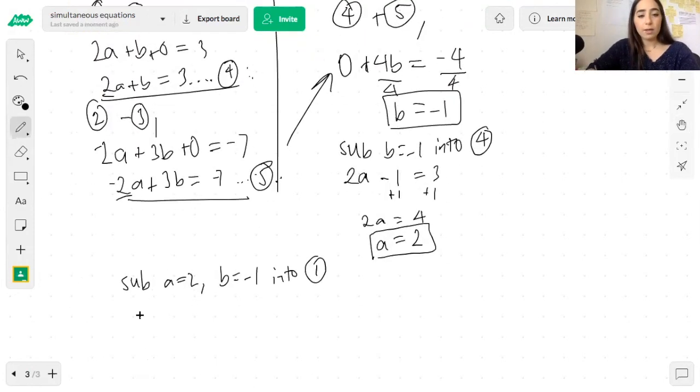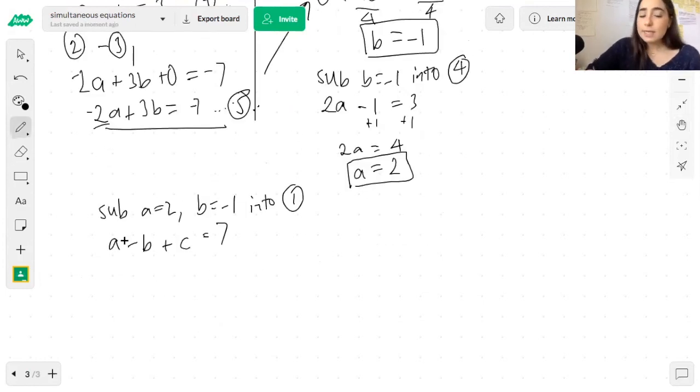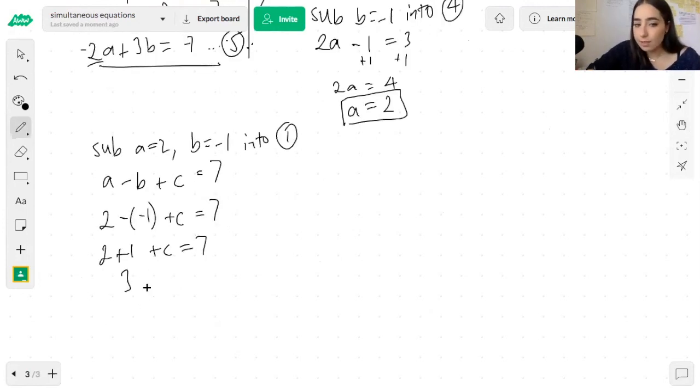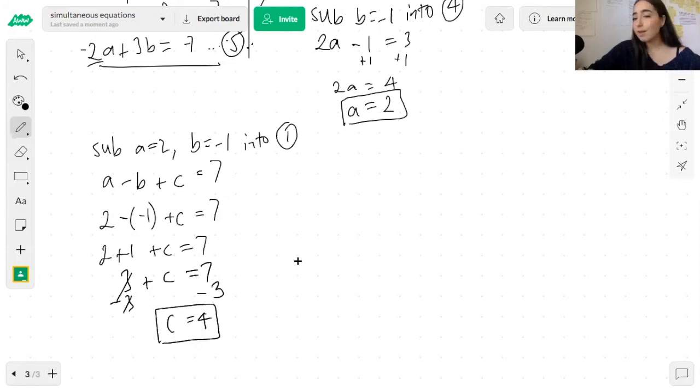So equation 1 is a minus b plus c equals 7. So I'm going to sub in a, so 2. I'm going to sub in b, so minus minus 1 plus c equals 7. And now we can solve for c. So I'm going to kind of simplify this. So negative times a negative gives you a positive. 2 plus 1 is obviously 3. So this is 3 plus c equals 7. And then we're going to minus 3 to both sides. So those cancel to give us 7 minus 3, which is 4. And there's the value of c.